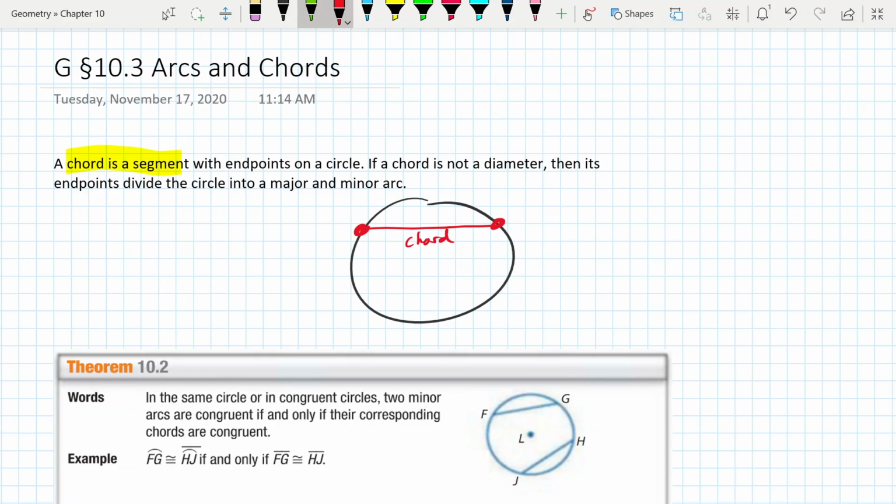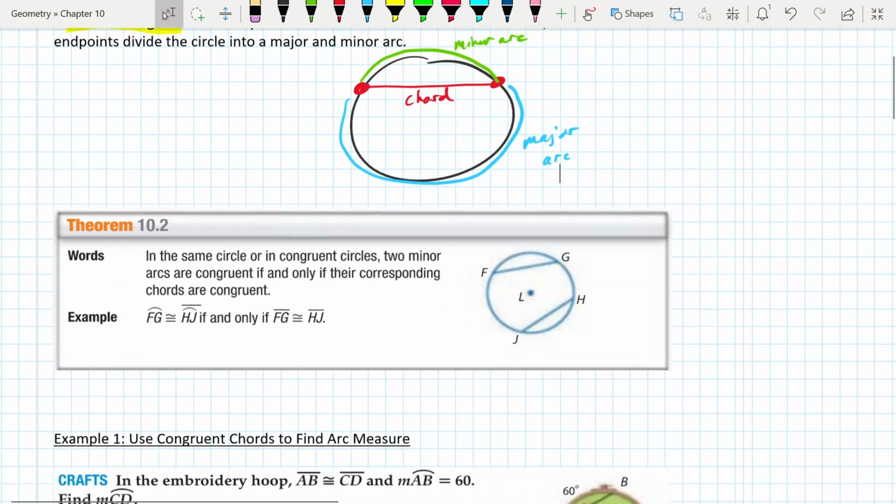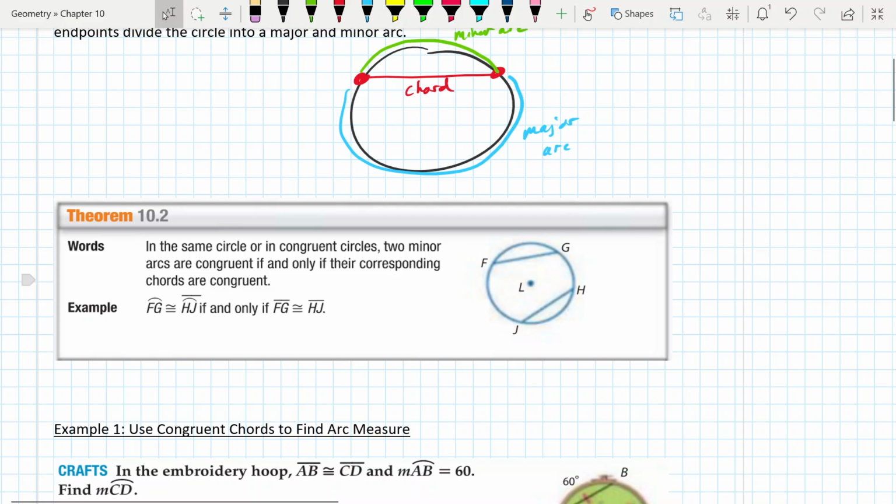If it's not a diameter, you can see it cuts the circle into a minor arc and into a major arc. Now, if it is the diameter, it just cuts it into semicircles. An interesting thing about chords is the minor arcs that are made from them, or major arcs too, I guess, but the minor arcs that are made by them is usually what we talk about.